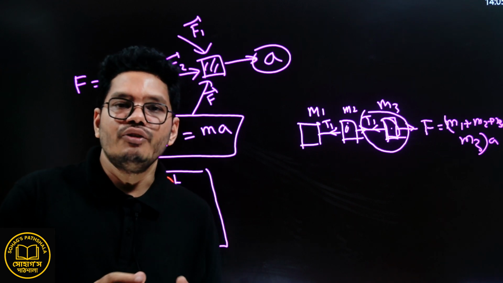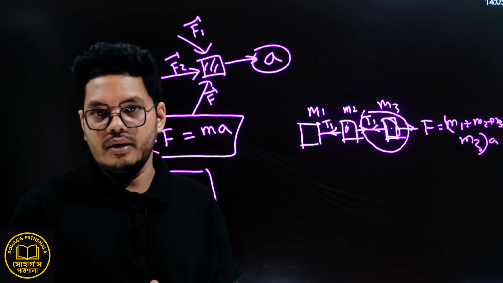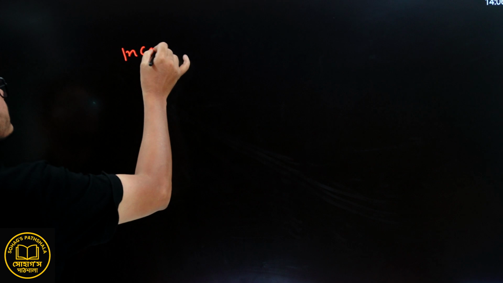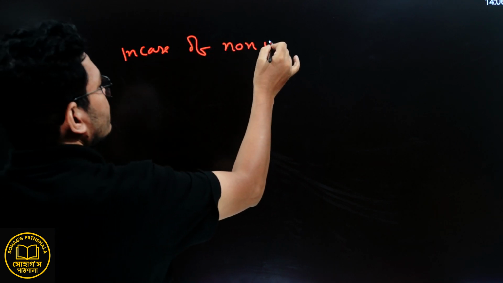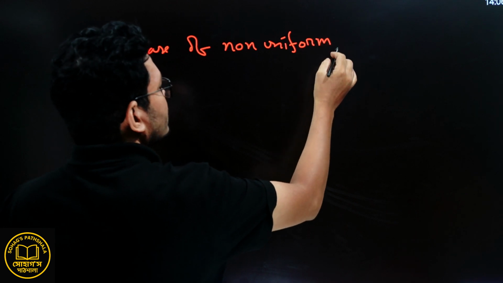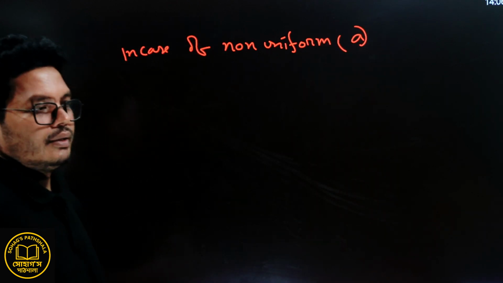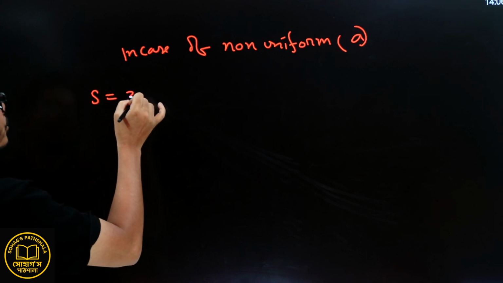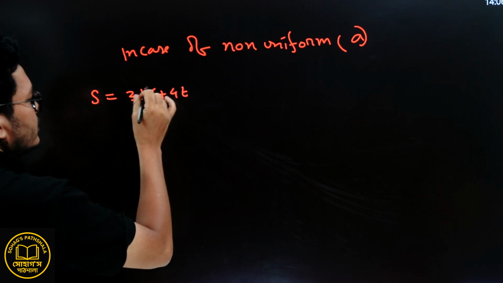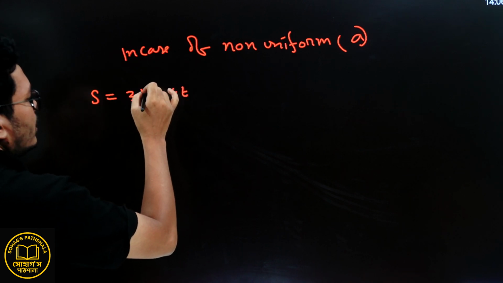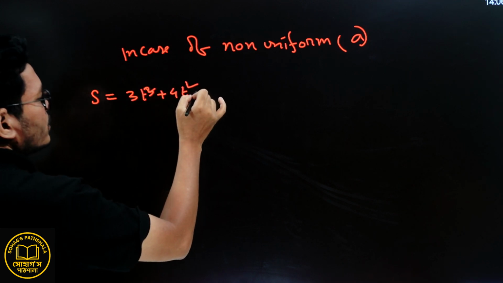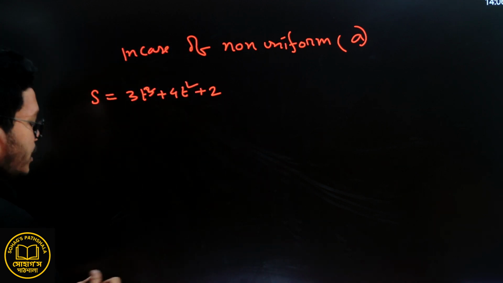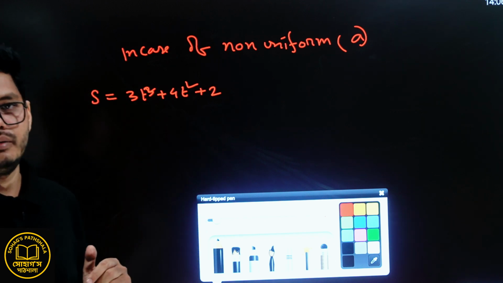What if there is a non-uniform acceleration applied, and how is that handled? For example, I'm showing you. In case of non-uniform acceleration, a means acceleration, right? How can that be derived? For example, an equation is given, s equals 3t cube plus 4t square plus 2. There's the equation given. And if we find the acceleration from here, what will you get?